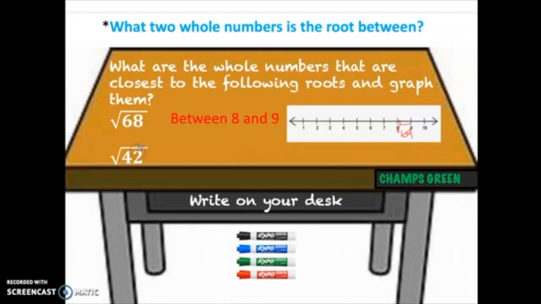The next one here, the root of 42 is between 6 and 7. 6 squared is 36, 7 squared is 49. You can always use your warm-up to help you. Since 42 is closer to 49, I put it just a tad bit before the 7, and I would write my 42. Okay? So this is why we're finding what number is between, because it makes it easier to graph on a number line.